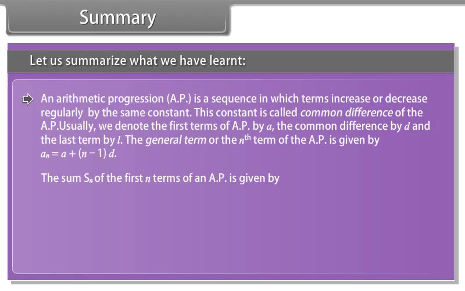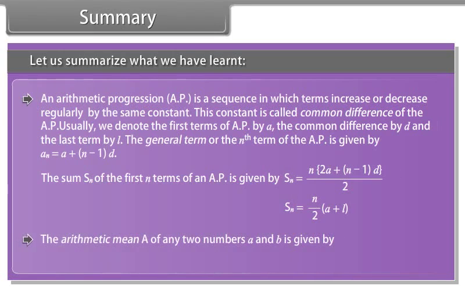the sum Sn of the first n terms of an AP is given by, the arithmetic mean capital A of any two numbers A and B is given by this. That is, the sequence A, capital A, B is an AP.